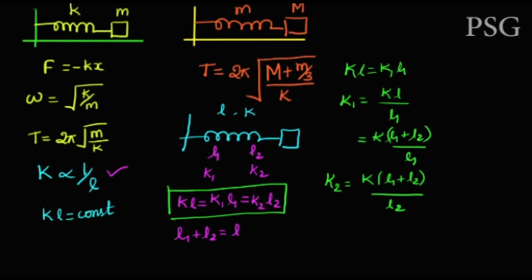If the spring of length L is cut into n equal parts, then the force constant of each part, say K prime, is equal to n times K. Since we are decreasing the length, its value of K will be increased. And how many times? n times, as all the parts are of the same length.